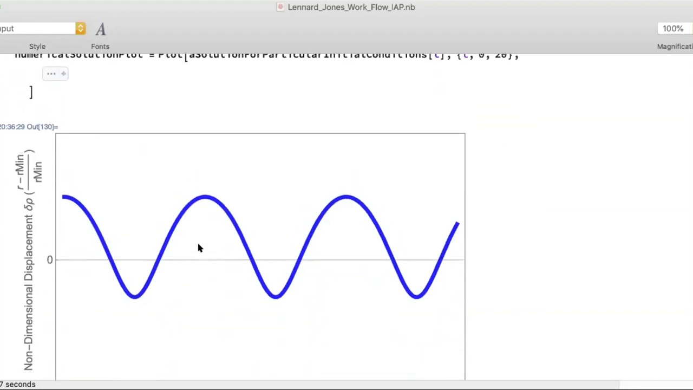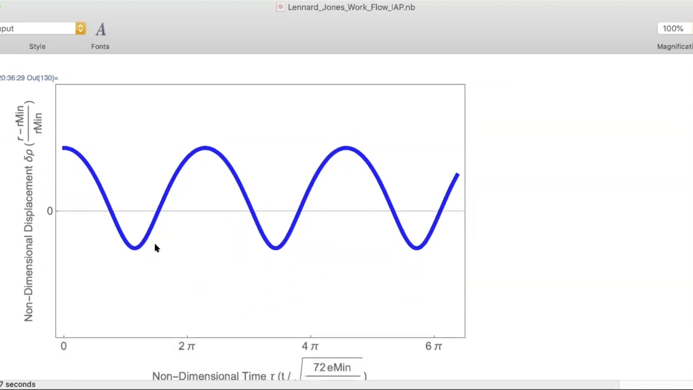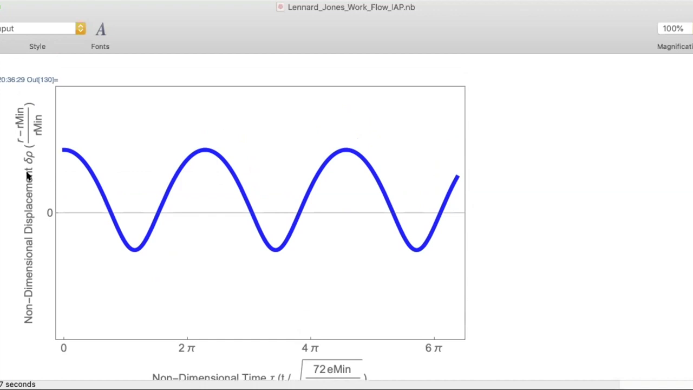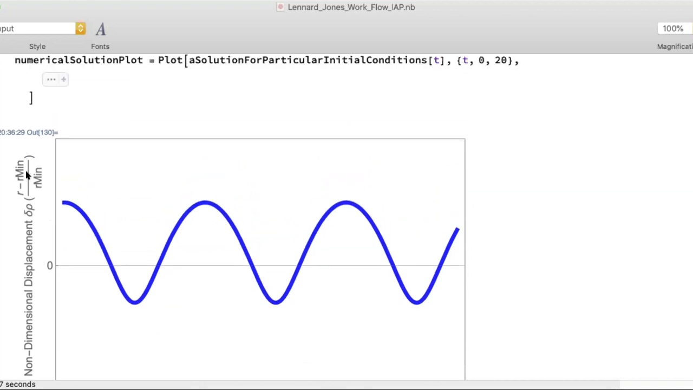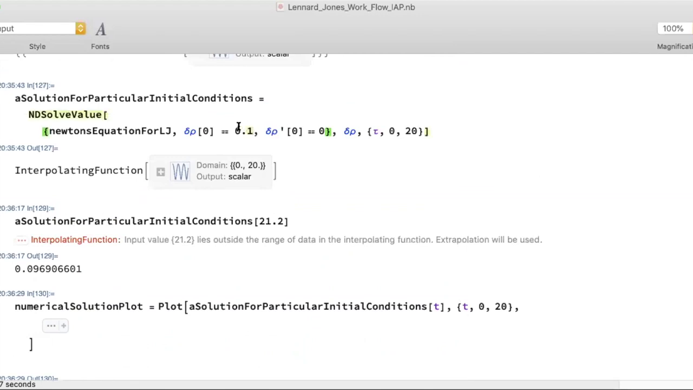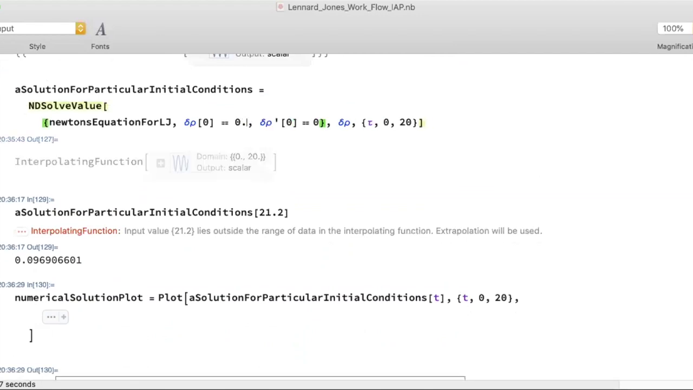All right, so we can see that here our initial displacement, I don't have the variables here. I have time sitting along here. I've labeled my axis so that it's clear how I'm non-dimensionalizing time in terms of my physical variables, and the same thing here in terms of displacement. Okay, let's make this one a little bit more interesting with the larger initial displacement. Let's take this to 0.3.